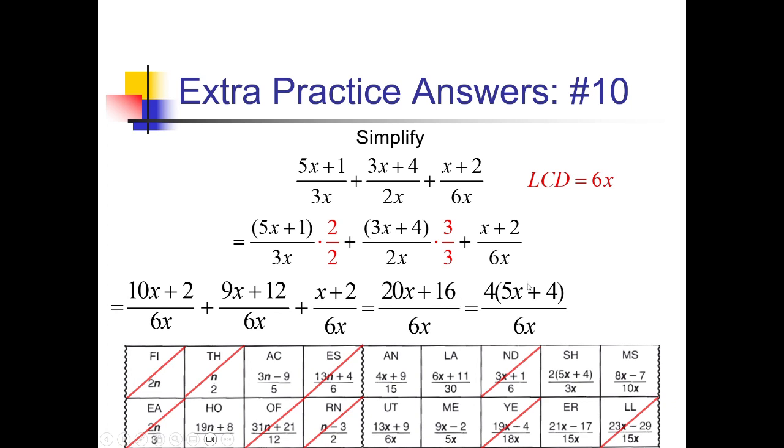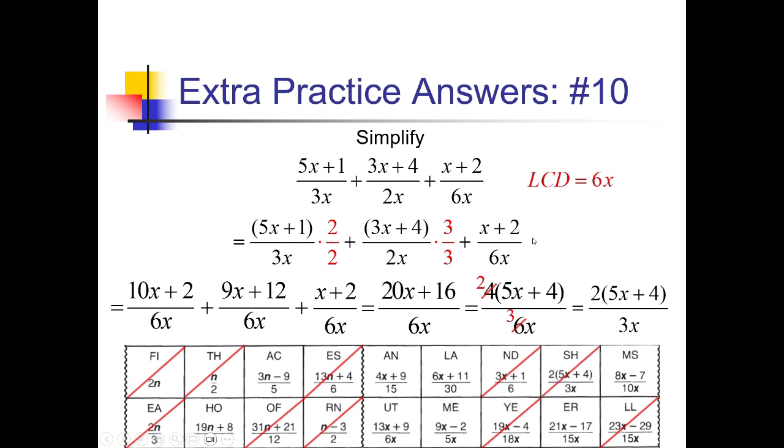And not much else I can do other than reducing the 4 and the 6. That reduces to 2 over 3. So when the dust settles, I have 2 parentheses 5x plus 4 all over 3x. And if I can find that down here, there it is. So let me cross that out.